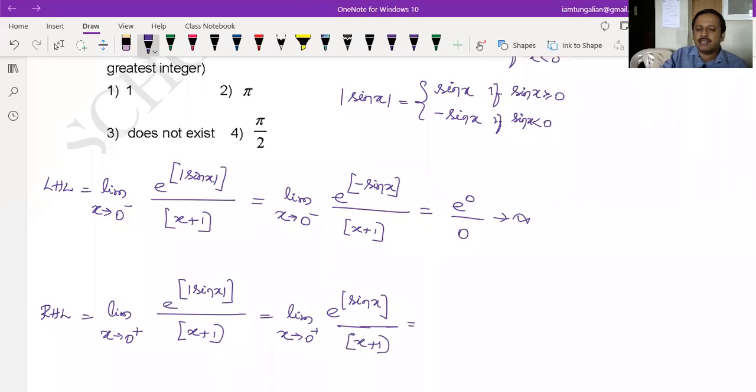That's equal to, apply the limit x tends to 0 plus, x is approaching 0 from right side. When x approaches 0 from right side, what happens? Sin 0. Sin 0 is 0, so e power 0.